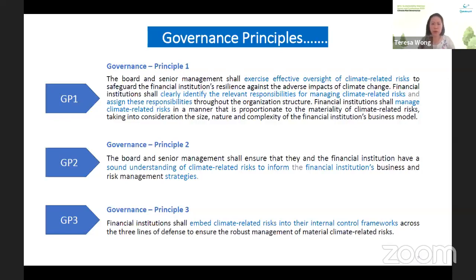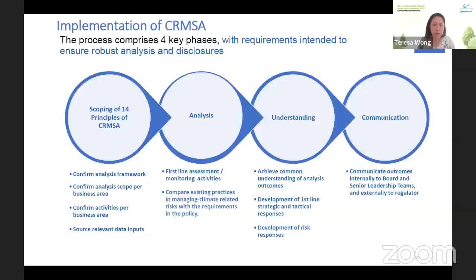If you can go on to the next slide. Then when it comes to the implementation of CRMSA, we outline it in four key phases. The first phase is you scope out the 14 principles of CRMSA, confirm the analysis framework, and confirm what scope and business areas you would like to focus on. It should be a significant business area that should be taken into account for the CRMSA.